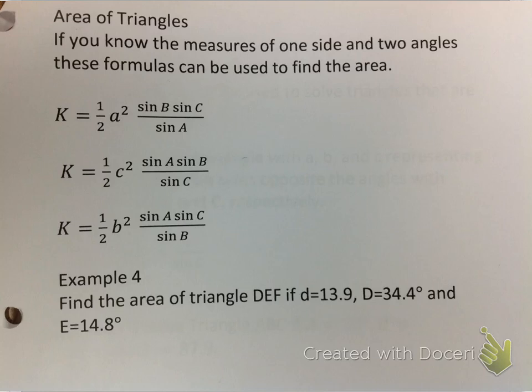So let's look. If you know the measures of one side and two angles, these formulas can be used to find the area. So one side, two angles, that reminds me of angle, angle, side, or angle, side, angle. So this would be like an angle, side, angle situation, or an angle, angle, side situation. Okay, and I want you to look at these for a second and see if you can find a pattern. See if you can find something that's kind of the same.